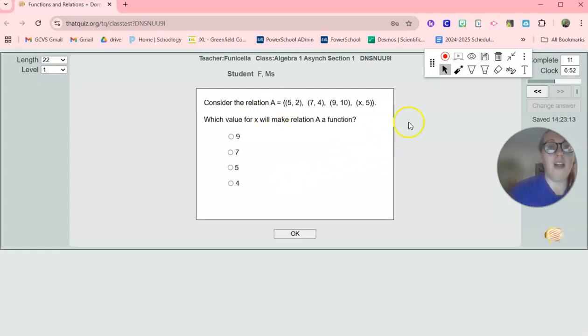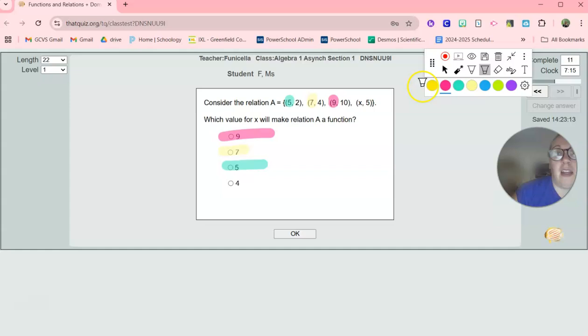Consider this relation, 5, 2, 7, 4, 9, 10, and x, 5. Which value of x would make this a function? So we have a 5, we have a 7, and we have a 9. So we cannot have any of those again. So it can't be 5, can't be 7, and cannot be 9, which means the only number we have left that would work is 4. So you want to plug in 4 and hit OK.